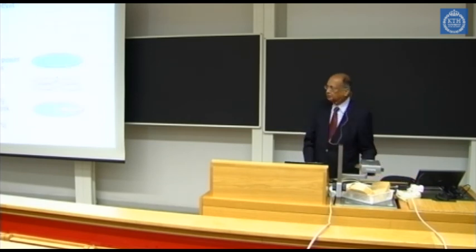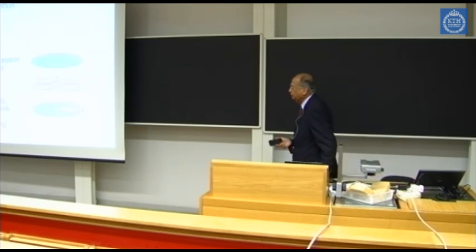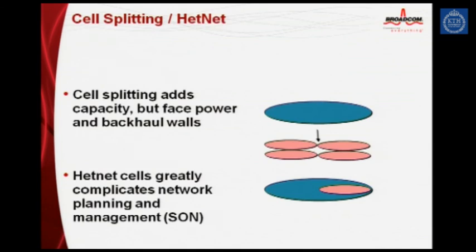So let's look at cell splitting and heterogeneous networks. HetNet is heterogeneous networks. And in general, I think as we go from macro cells to pico cells, small cells, both cells will have to coexist. In fact, already macro cells and femtos coexist, and they have their own problems. But femtos may not be that popular, I think, as you go forward, because Wi-Fi access points probably will serve a lot of those purposes.